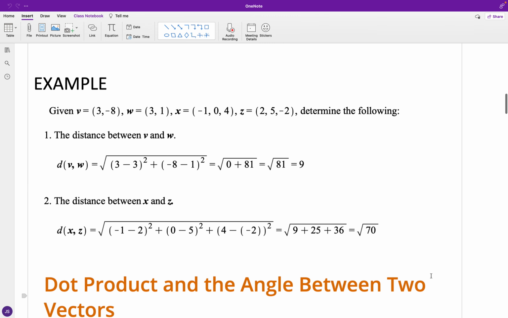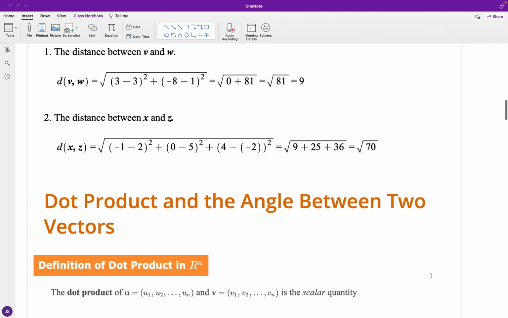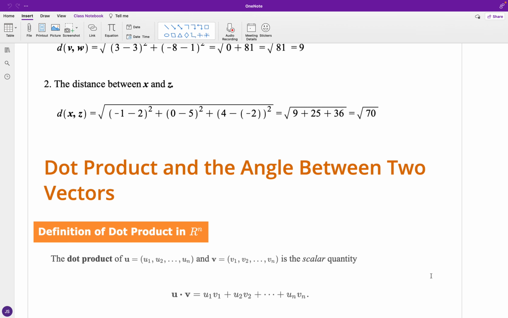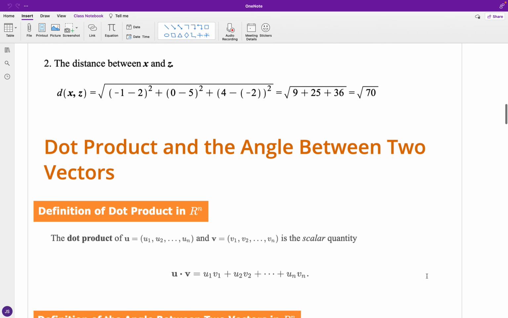Now, for what is regarded as the dot product and the angle between two vectors. For vectors u and v, the dot product is the scalar quantity where u dot v is equal to u of 1, v of 1, plus u of 2, v of 2, all the way out to the product of the last elements between u and v, which we designated u of n, v of n.